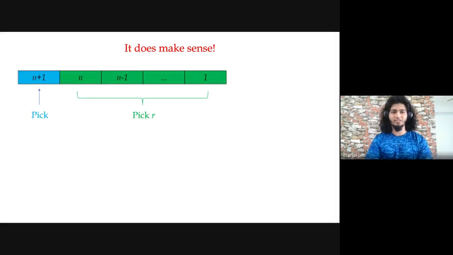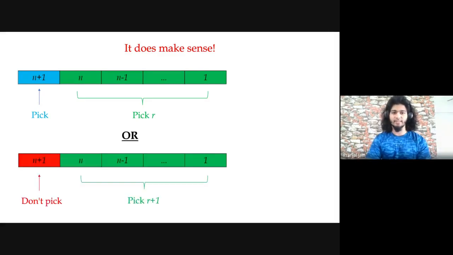And the way we'll make sense of it is, suppose you have n plus one objects and you want to pick r plus one from those. So one way is to pick n plus one and pick r from the other n objects. Here I've color coded it a bit. And this covers all the sets which have n plus one in them. And the other case is that n plus one is not in the set. So you don't pick n plus one and you pick all the r plus one objects from the n objects. So that's the other case.